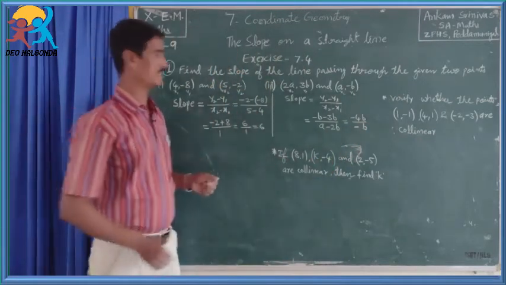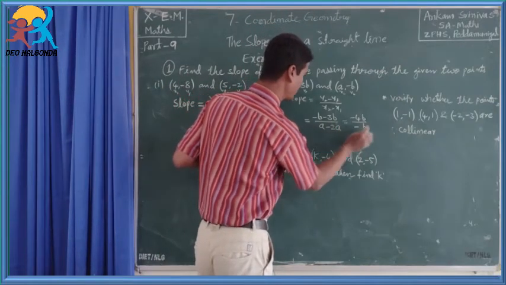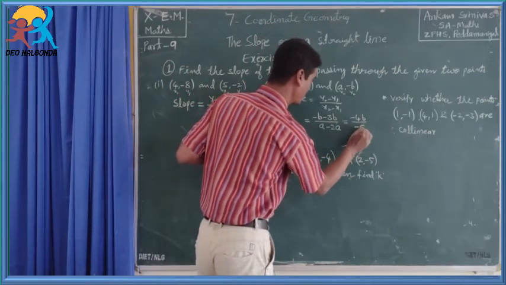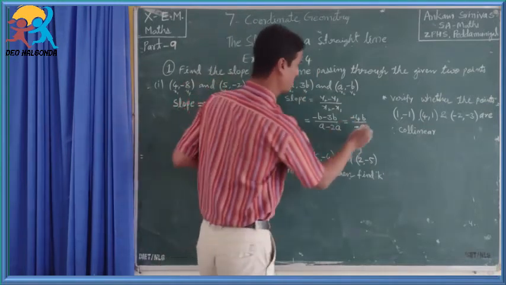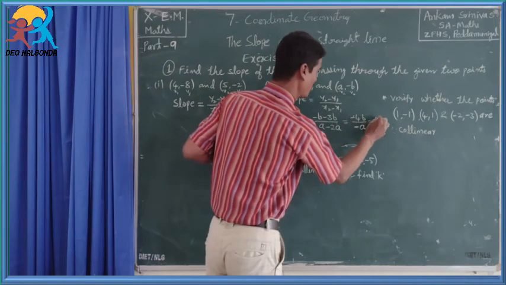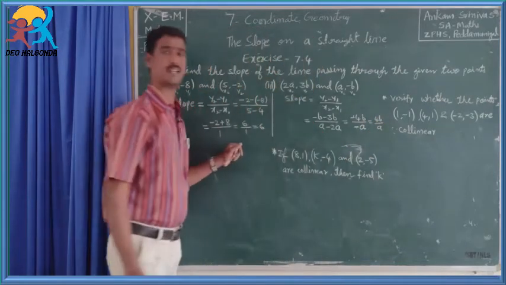Now minus minus, so this is the a. So we will get here a minus 2a equal to minus a. So minus minus will get cancelled. We will get here 4b by a. So that is the slope of the line.